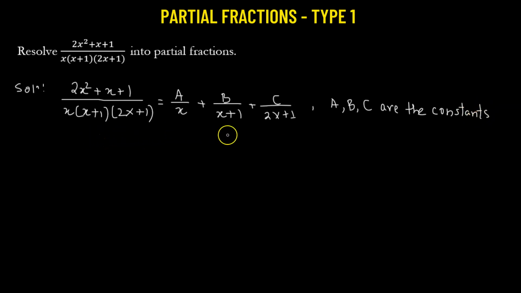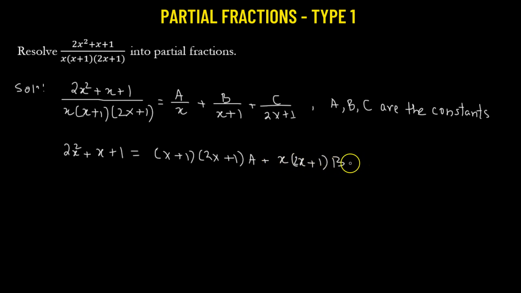What we'll do is multiply both sides of this given expression by the denominator x times (x plus 1) times (2x plus 1), such that we get 2x squared plus x plus 1 equals (x plus 1) times (2x plus 1) multiplied by a. The second partial fraction, when multiplied by the denominator of the left hand side, is going to give us x times (2x plus 1) times b. And the third partial fraction is going to become x multiplied by (x plus 1) times c.